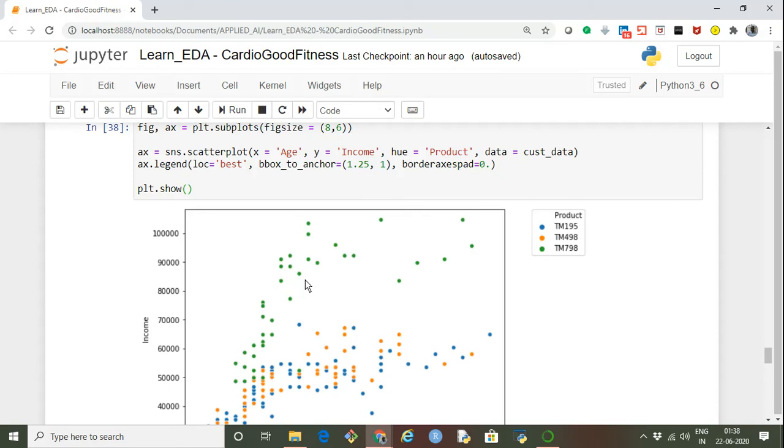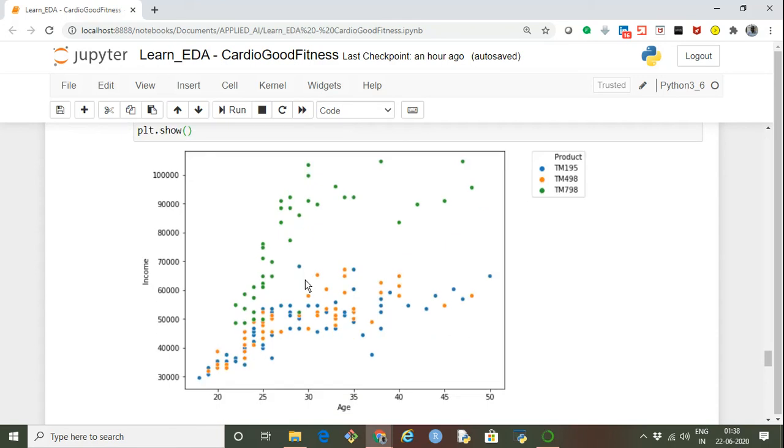to color the data points based on the product and see, based on the age and the income, if there is any difference between the type of the product that was chosen by the customers. So if you see in terms of income, high income customers definitely preferred TM798. If you see the green, all the green dots are at the high income. There is not a single green dot which belongs to orange or blue color coming up there.